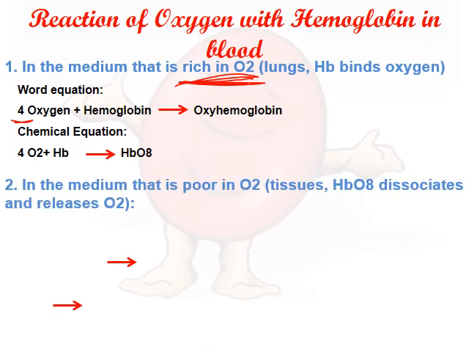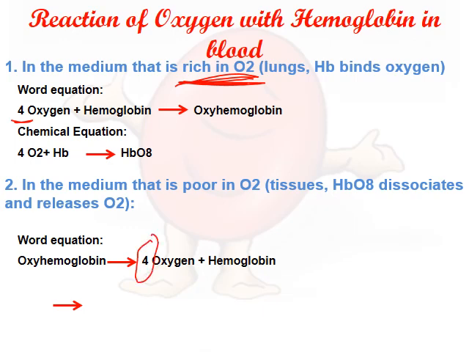While in the medium that is poor in O2, for example these tissues, organs, and so on, HbO8, oxyhemoglobin, is gonna dissociate to give oxygen. The word equation is as follows. Oxyhemoglobin gives 4 oxygen plus hemoglobin. Pay attention to the number 4. While the chemical equation: HbO8 gives 4O2 plus Hb.